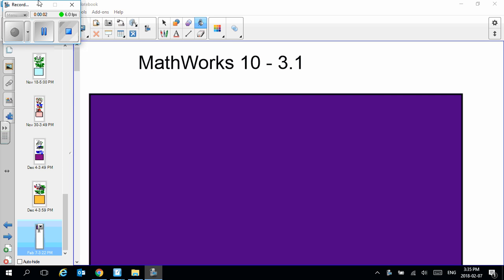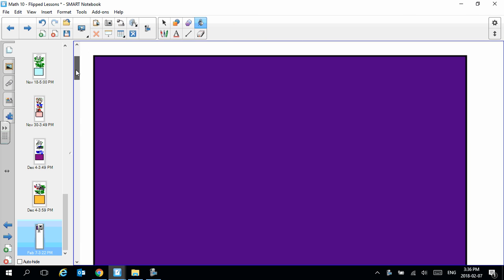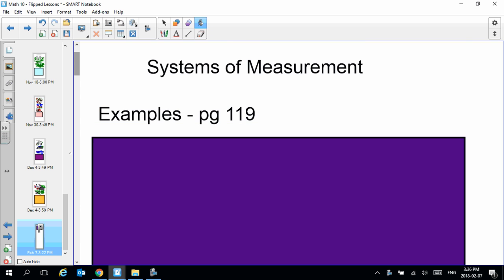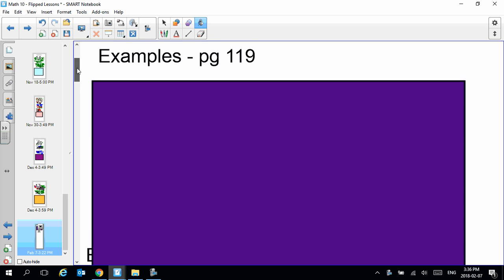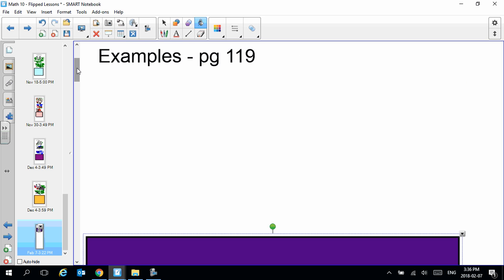Welcome to math class. We are continuing on in the MathWorks 10 workbook. We're starting chapter 3, looking at the beginning of length, area, and volume. What we're looking at today is the systems of measurement, chapter 3.1. We're going to run through a few examples looking at the kind of measuring skills that we're going to need to get through this particular chapter.